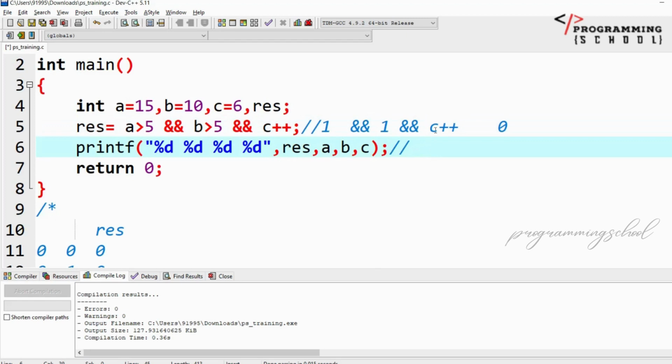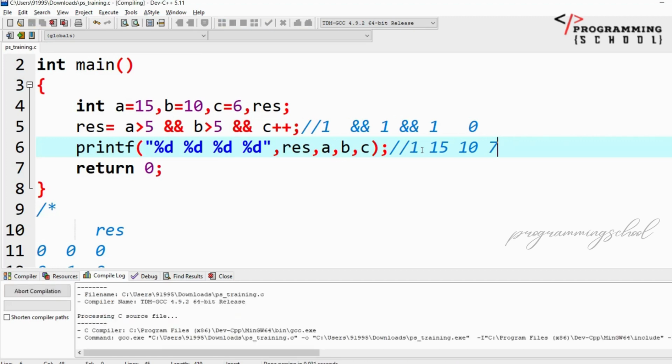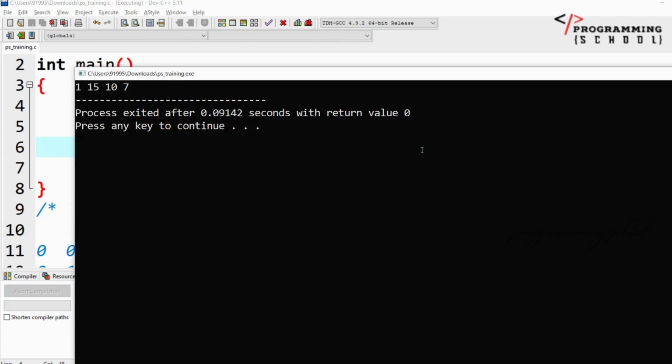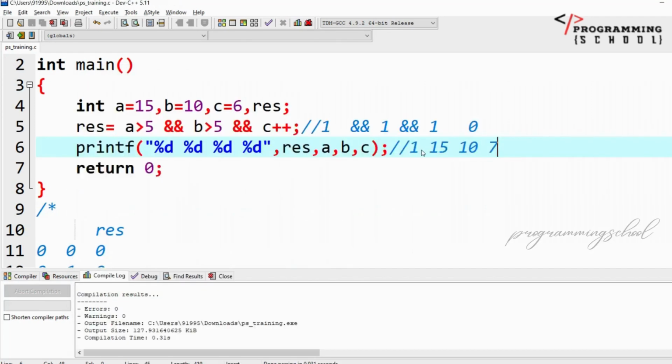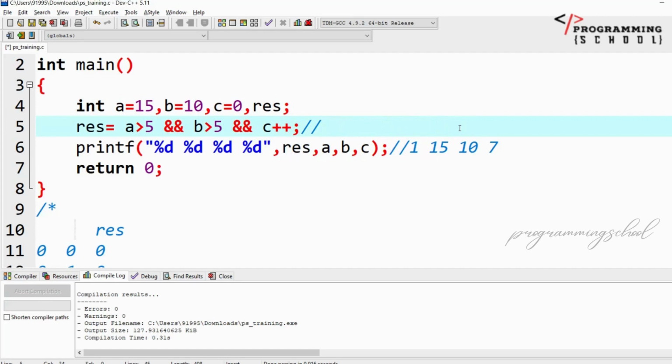Okay. Now C is incremented. Now this is also true. Why? Because this is a non-zero value. Then this is also true here. Now the result is true. A value and B value are not at all changed, but C value is incremented by 1. That's why the output is going to be like this: 1, 15, 10 and 7 is the answer. Catch my point, everyone. Clear, everyone? Yes. For example, here I am going to write C value is equal to 0. I am going to modify the value to 0 here.